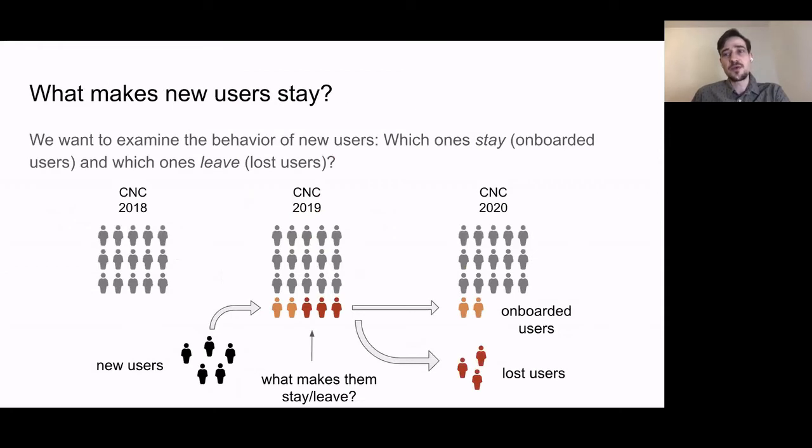Another thing we're looking at is how the users change over the lifetime of the challenge or between the years. One thing that is interesting for the people that organize the City Nature Challenge, which we got as feedback, is, for example, what makes new users stay. So new users that come into the challenge, what makes them stay, what makes them participate more on the iNaturalist platform, or what makes them leave.